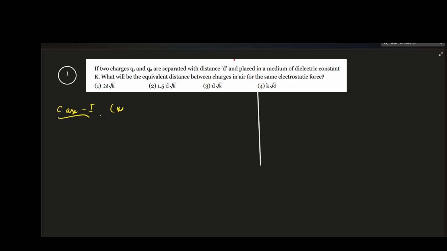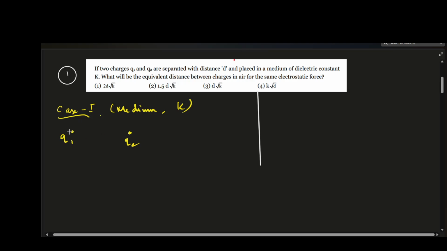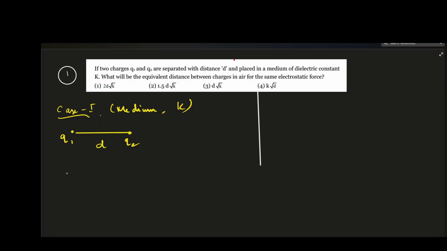So, the first one is in a medium with a dielectric constant K. So, we are having two charges Q1 and Q2, which is separated by a distance d apart from each other. And this medium, as stated, is in a medium whose dielectric constant is K. Now, for this case, the force which is acting between the two charges will be 1 by 4 pi epsilon naught K Q1 Q2 by d square.